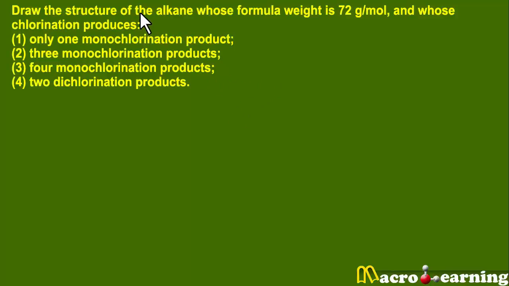So draw the structure of the alkane. We're still in the alkanes part. The alkane whose formula weight is 72 grams per mole and whose chlorination produces one of these: only one monochlorination product, or 3 or 4 monochlorination products, or 2 dichlorination products. So we have to draw one structure that meets each one of these conditions.